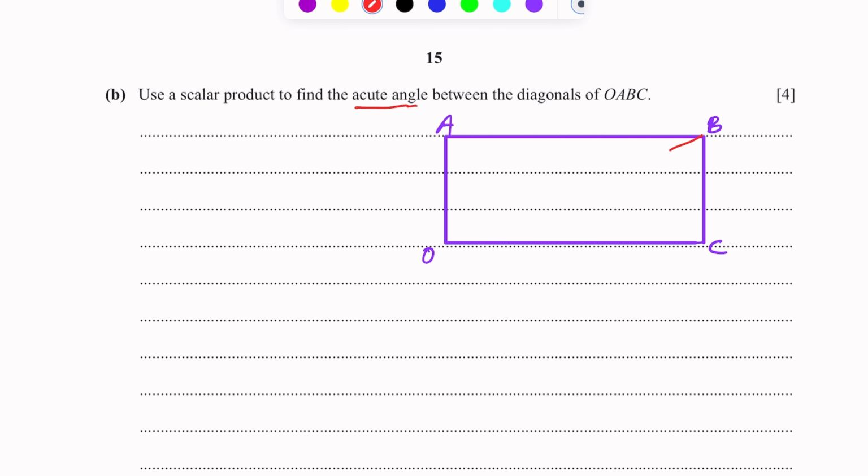These are the diagonals, the lines that join the opposite vertices. This is also a diagonal. Now this is the acute angle between the diagonals, and this one is obtuse. We have to find the acute angle. This means we have to find these vectors. This angle is between OB and AC. We need the vectors OB and AC, then we will apply the formula to find this acute angle.